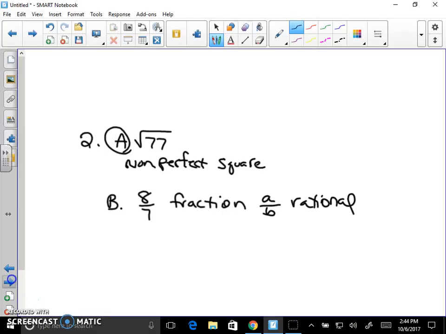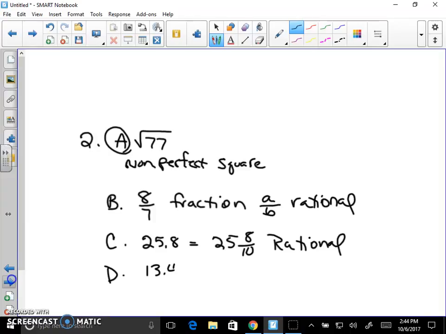All right, letter C. Well, that one terminates, right? And I can also write that as a fraction. So that's rational. So we're not going to circle that one either. And letter D, 13.4568. We don't know what that next number is, so we cannot make it into a fraction. So it's irrational.